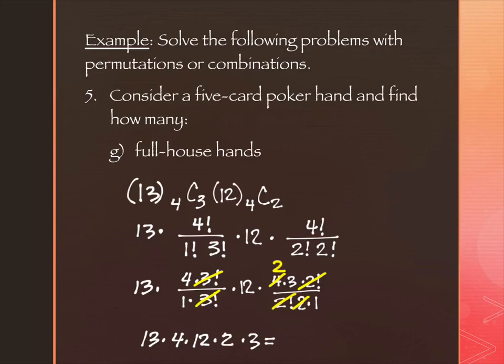What do you got? $1,248. Try again. Oh, I think it's bigger. I forgot the 3. Do you forget your 3? Okay. 3,744. 3,744 hands.